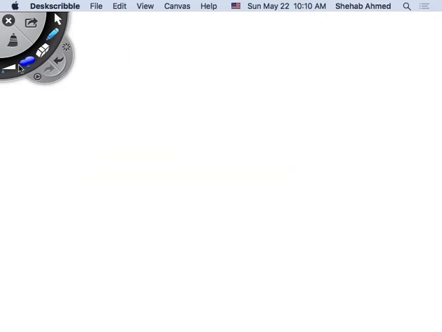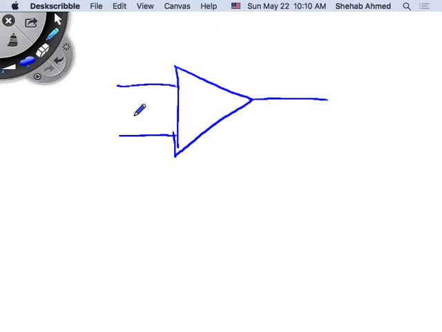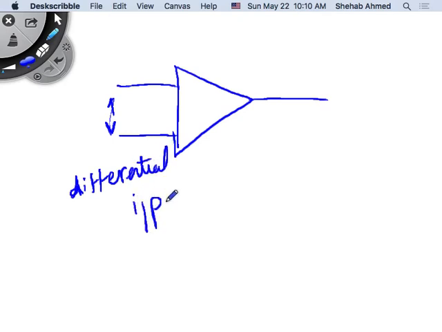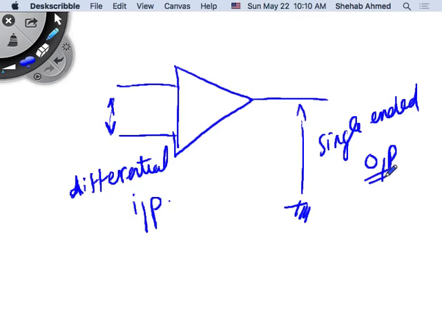Other terminology that they utilize in the textbook: the fact that the op-amp has two inputs, we call this differential input. And we have one output with respect to ground, so we call this single-ended output. That's another term that they utilize in the textbook.